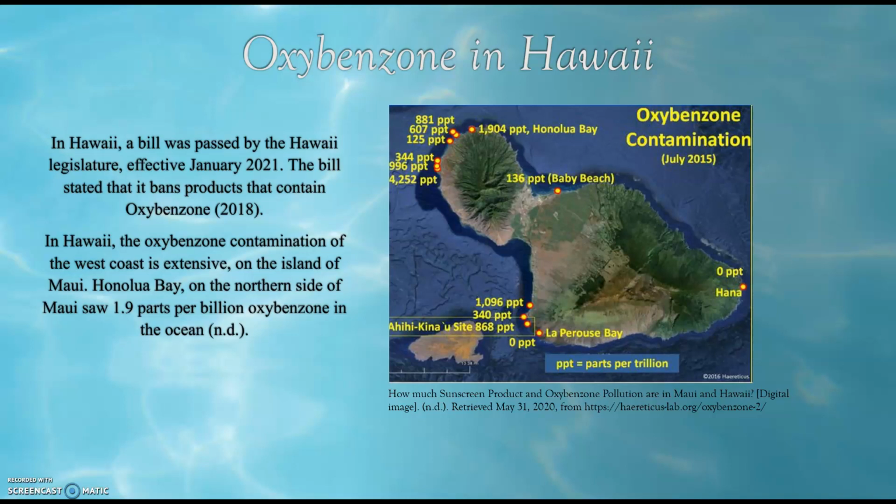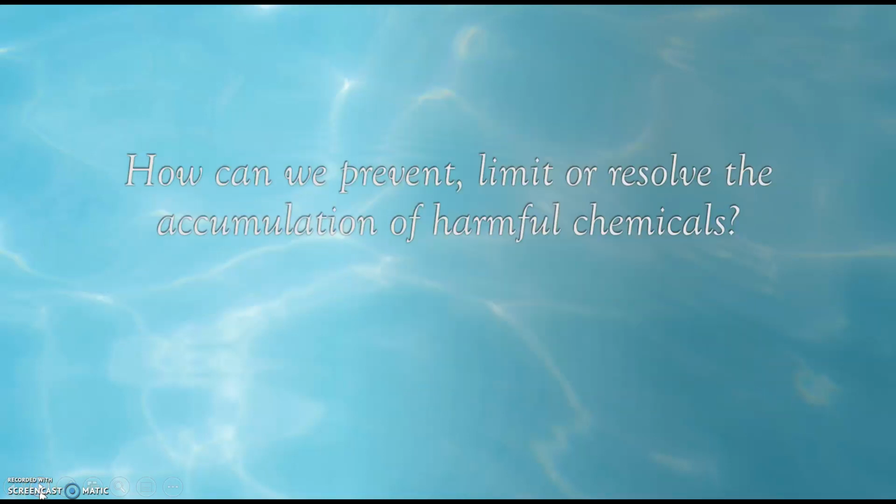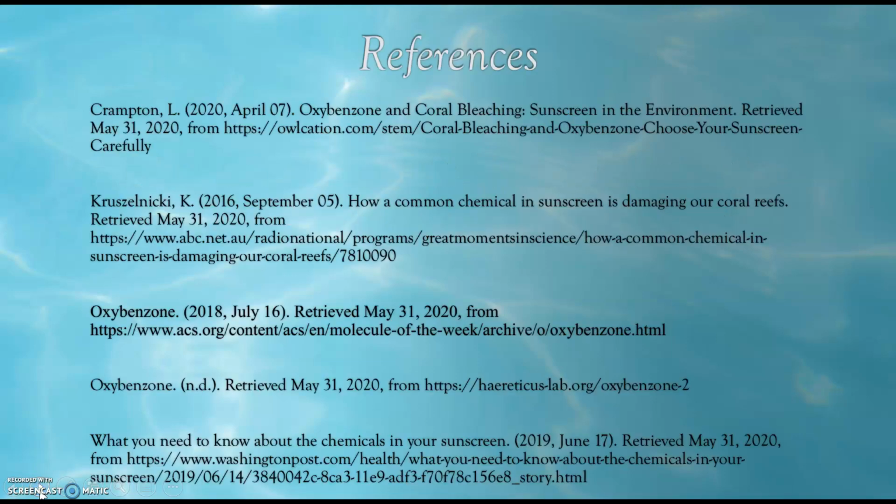In Hawaii, the oxybenzone contamination of the west coast is extensive on the island of Maui. Honolua Bay on the northern side of Maui saw 1.9 parts per billion oxybenzone in the ocean. And here is a visual representation of the amount of oxybenzone in Hawaii. So I believe that we answered our focus question of how can we prevent, limit, or resolve the accumulation of harmful chemicals. And here are my sources.